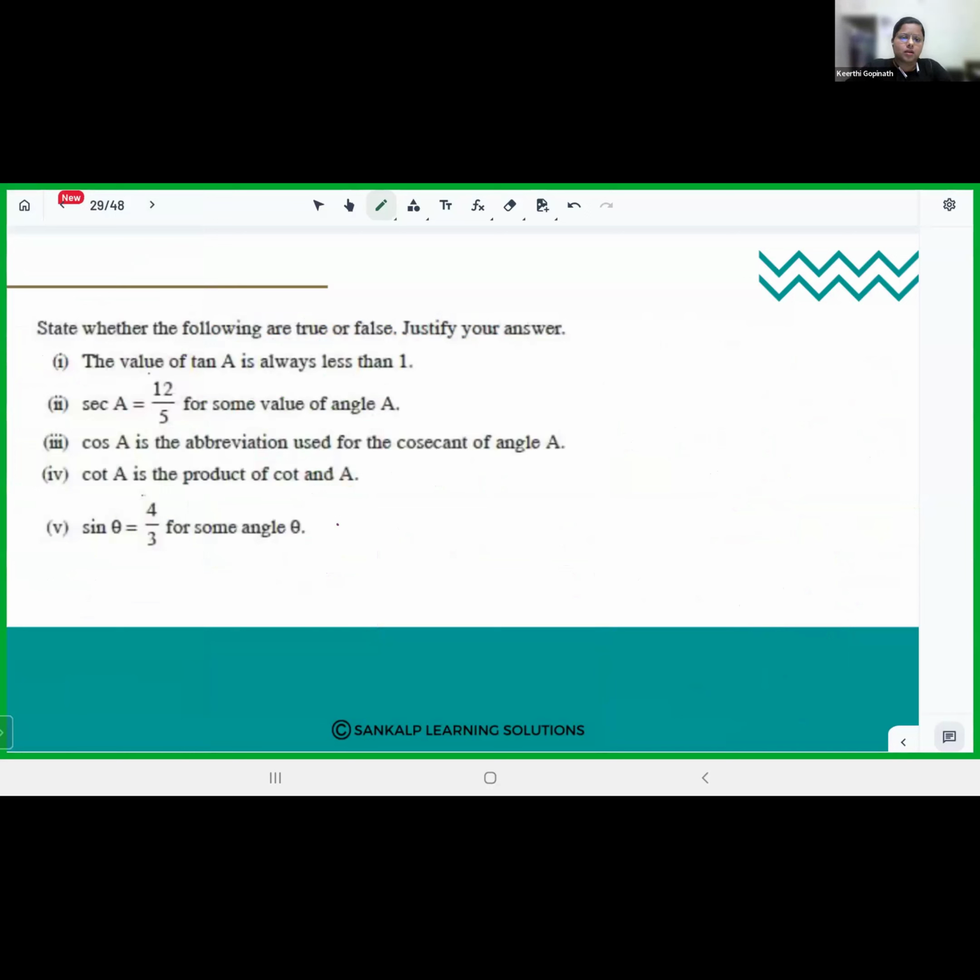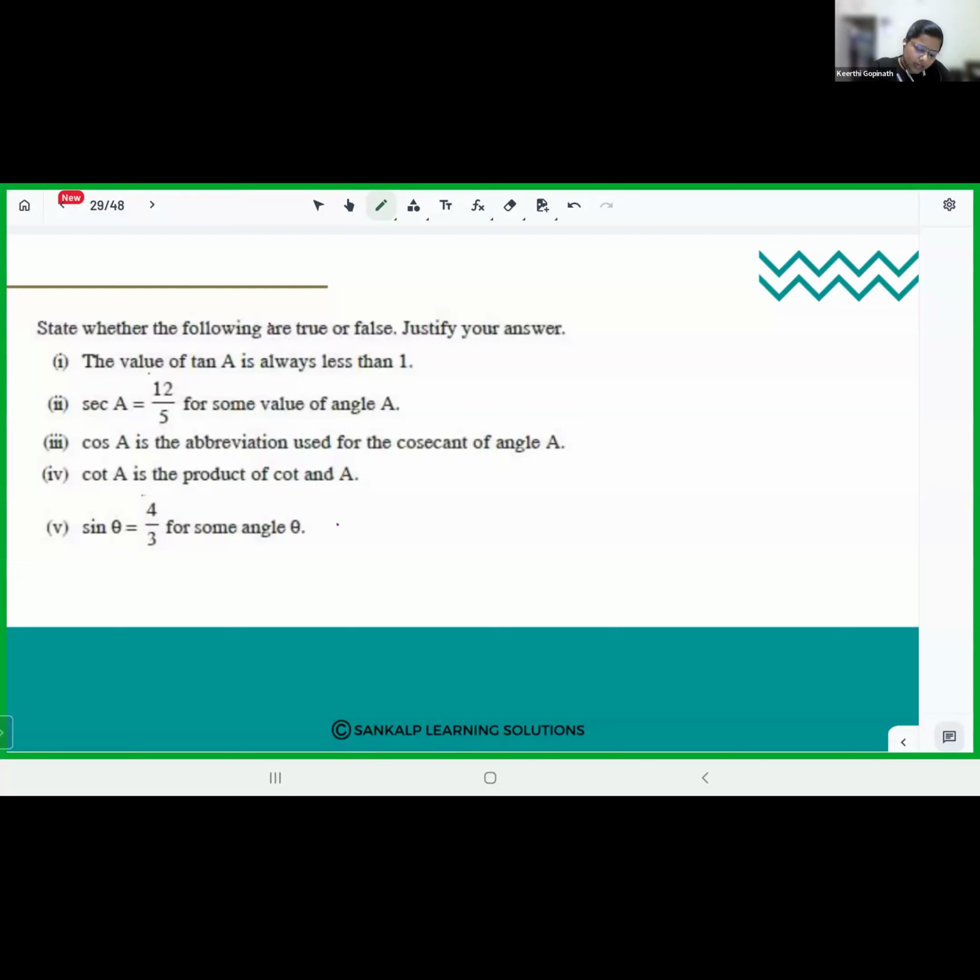Now, this is the last question of that session. State whether the following are true or false. We have to justify the answer also. The first one: the value of tan A is always less than 1. Is that right?